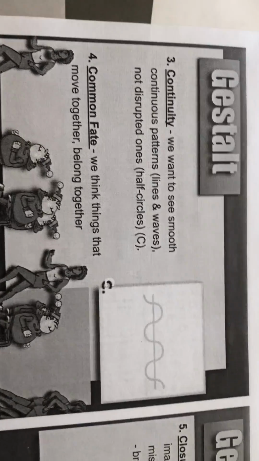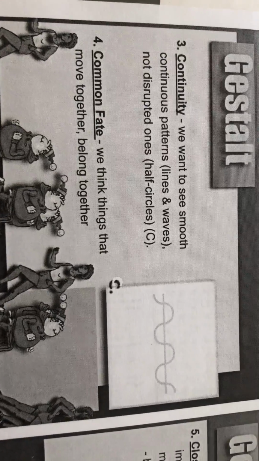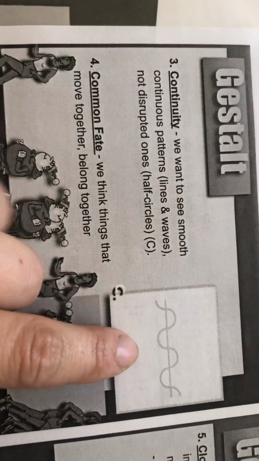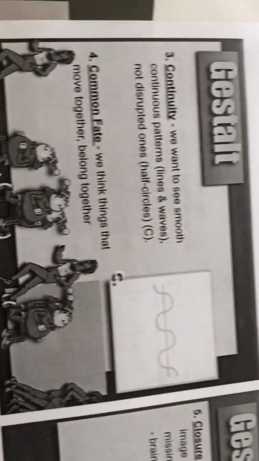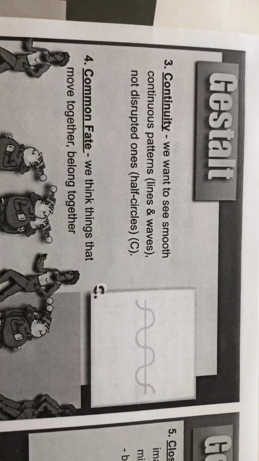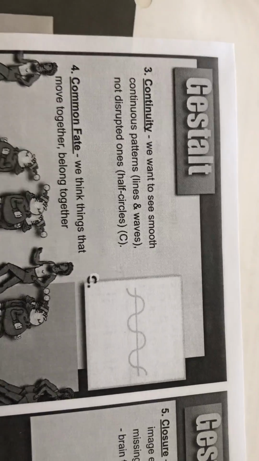We then talked about continuity. So we want to see smooth, continuous patterns, so our lines and our waves, instead of half circles. So on here we see a nice smooth wave and a line, but instead we could see half circles. So one half circle, another half circle, another half circle, put all together. So continuity is that we see the smooth lines and the waves versus seeing half circles, which are disjointed ones.